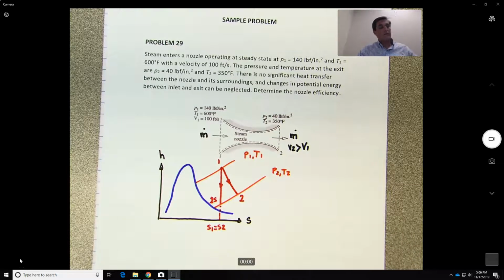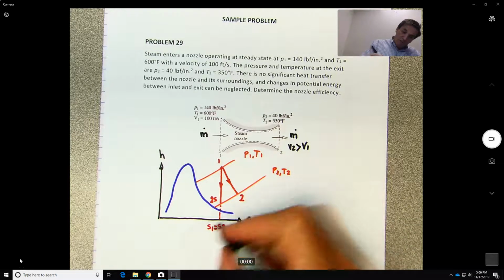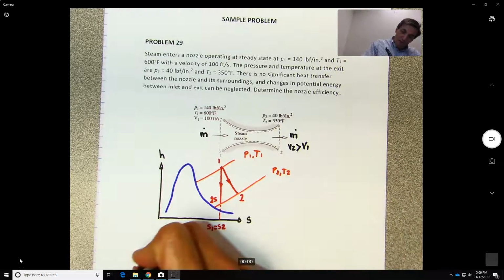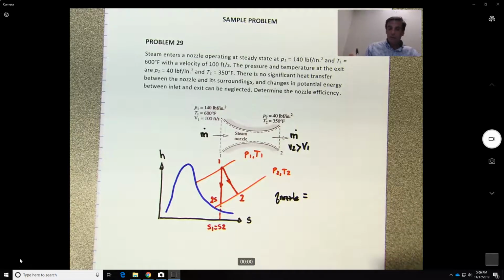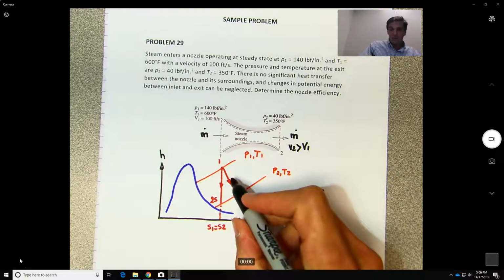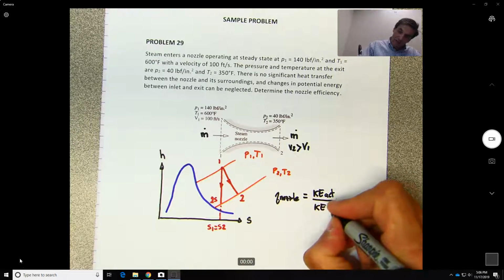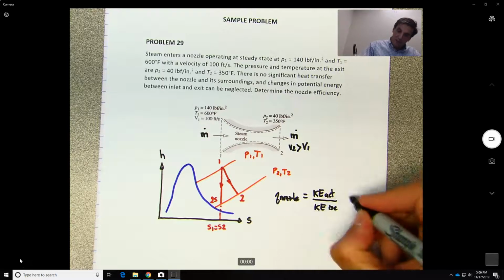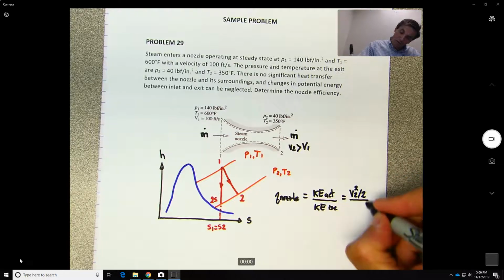Again, why is this figure important? Because you see that the difference between H1 and H2S is larger than the difference between H1 and H2. Okay? So basically we know the definition for the efficiency of the nozzle, which is related to the kinetic energy, will be equal to what? Kinetic energy actual divided by the kinetic energy isentropic, so V2 squared over 2 over V2S squared over 2.